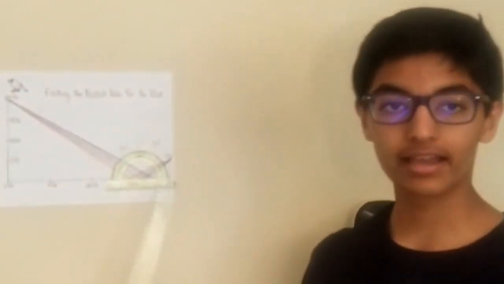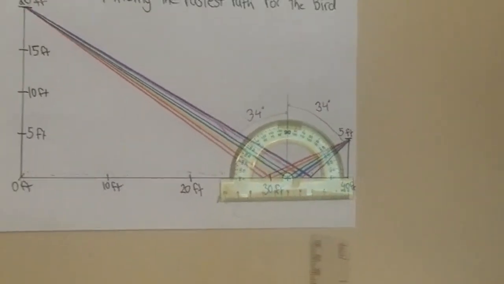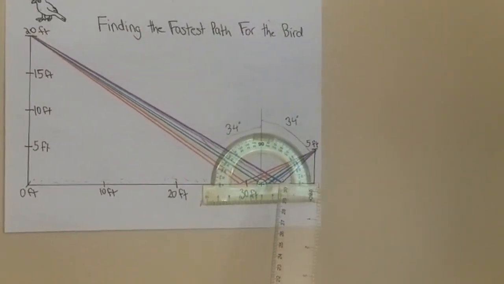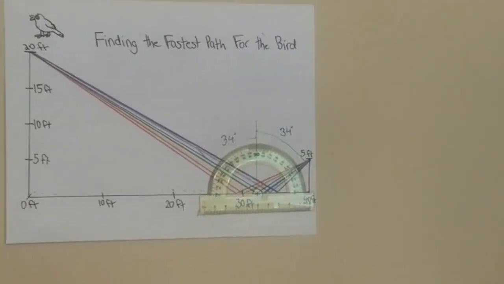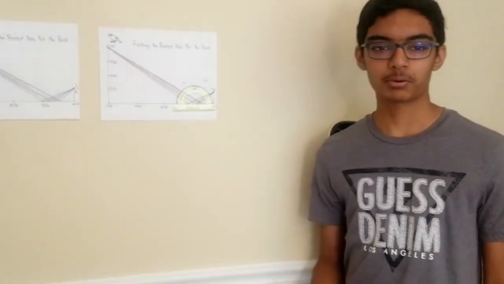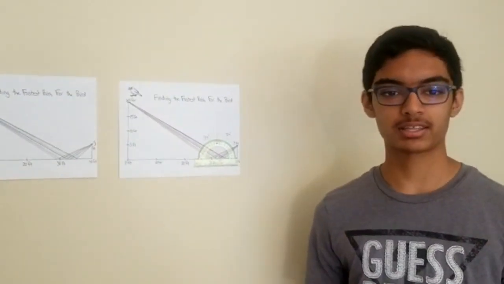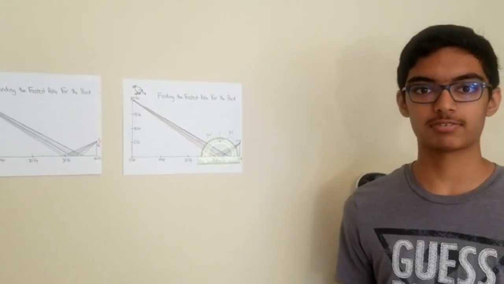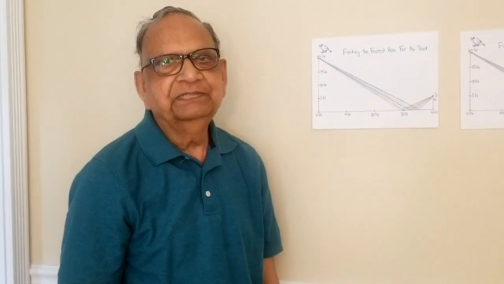Let me measure some of them. For the blue line, the angle of incidence is not equal to the angle of reflection. For the green line, yes, the angle of incidence is equal to the angle of reflection. So we can conclude that when going from one point to another point, the path that's chosen by the light is going to be the shortest and the fastest. This is the famous Fermat's principle of light.